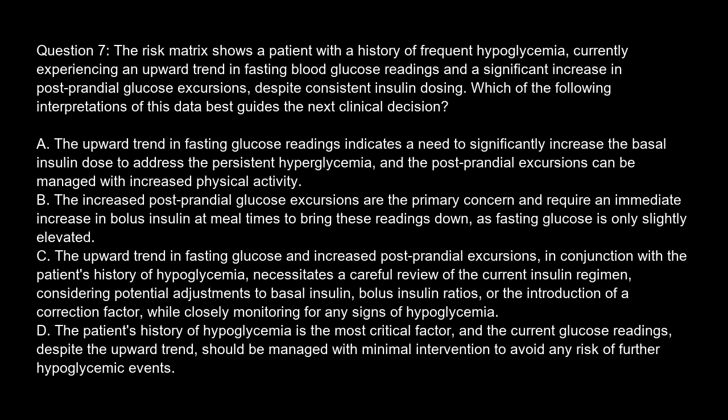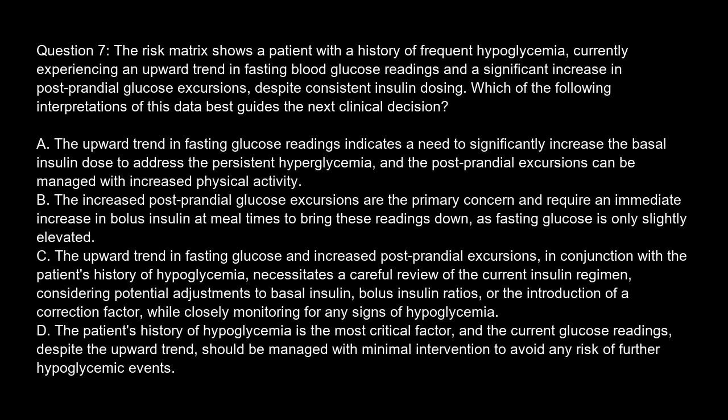Option A. Upward trend in fasting glucose readings indicates a need to significantly increase the basal insulin dose to address the persistent hyperglycemia, and the postprandial excursions can be managed with increased physical activity. Option B. The increased postprandial glucose excursions are the primary concern and require an immediate increase in bolus insulin at meal times to bring these readings down, as fasting glucose is only slightly elevated.